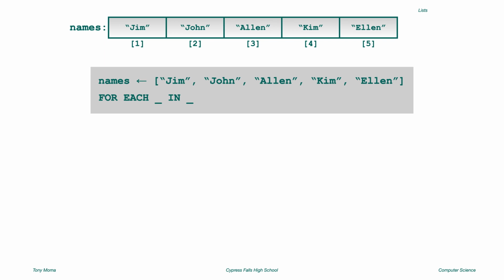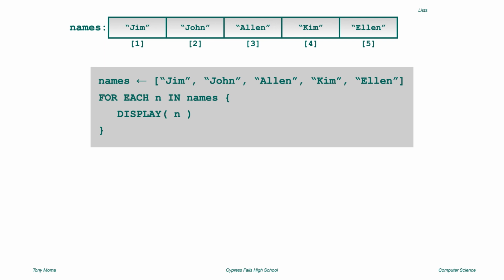The second underscore represents the list that we want to iterate through, which in this example is the names list. And the first underscore is the variable name we're going to use to reference each variable in the list one by one. In this case, we'll just call it n. Then, inside a pair of curly brackets are the statements that we want executed on each variable in the list. Since our goal is just to display each value in the list, then inside the curly brackets, we're going to simply write display n.